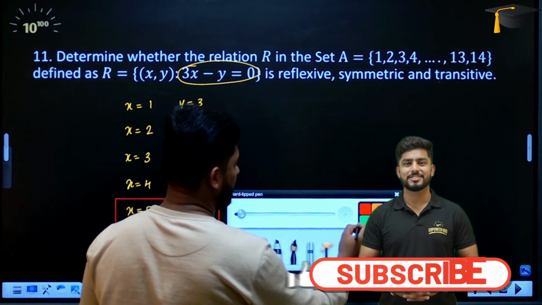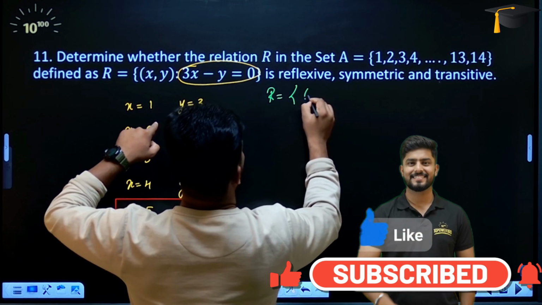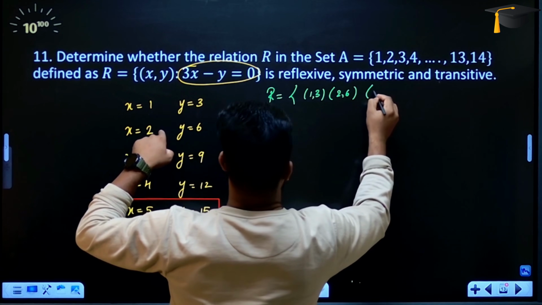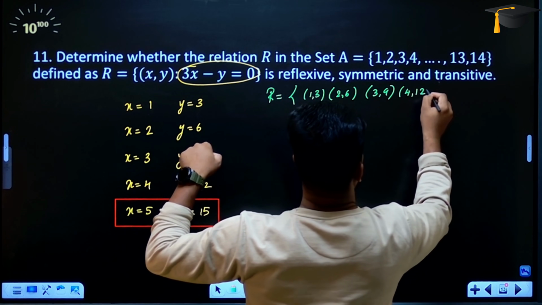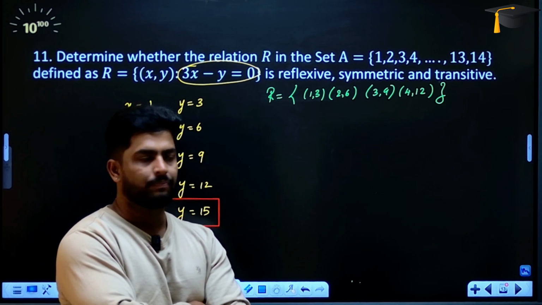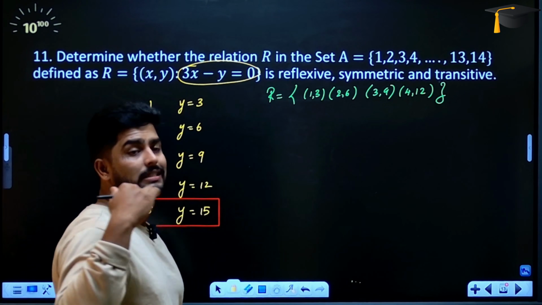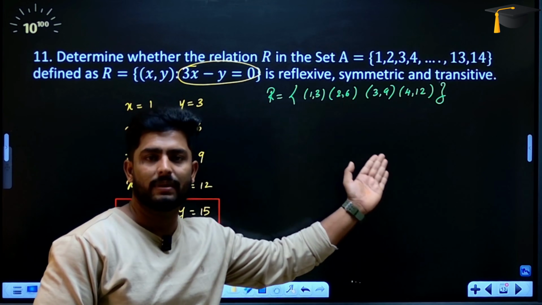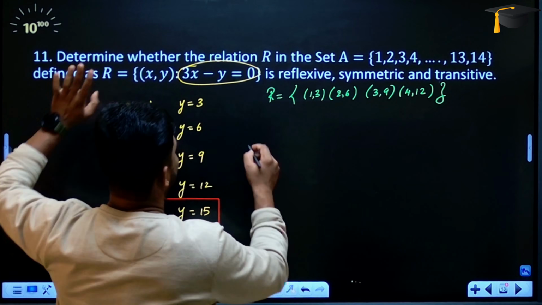So for us, the relation R is 1 comma 3, next 2 comma 6, next 3 comma 9, next 4 comma 12. So these are the ordered pairs that we get in the relation. Next we just have to check whether it is reflexive, symmetric, transitive. Of course it is not reflexive because same element comma same element is not there for all the elements present in the set, right? So we have to write that.